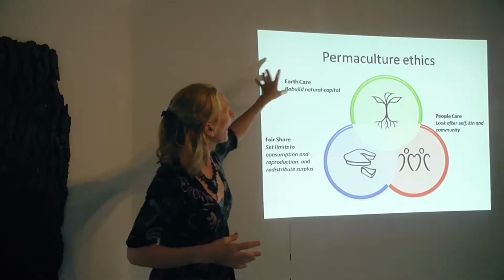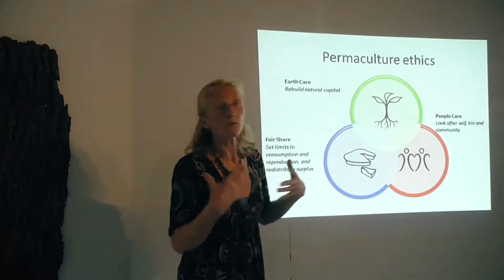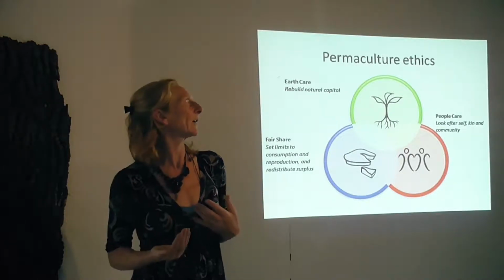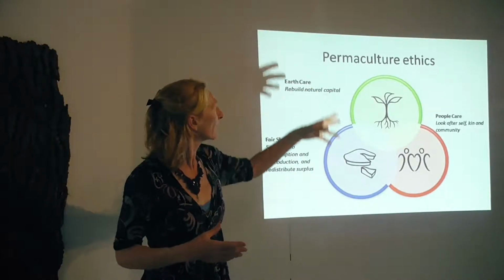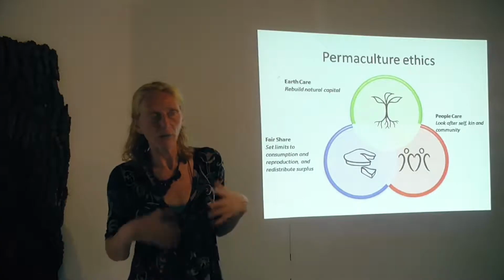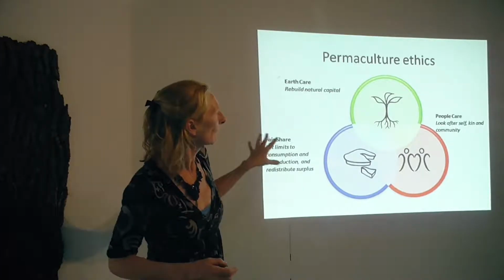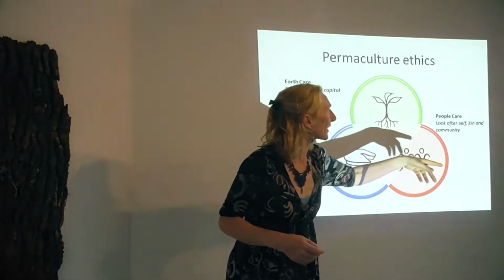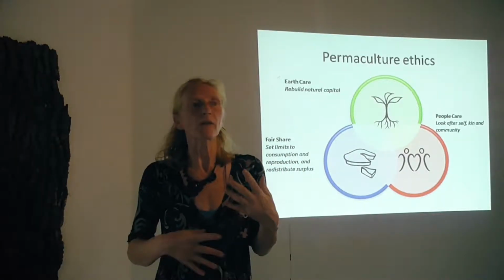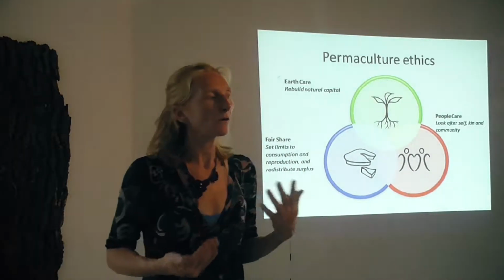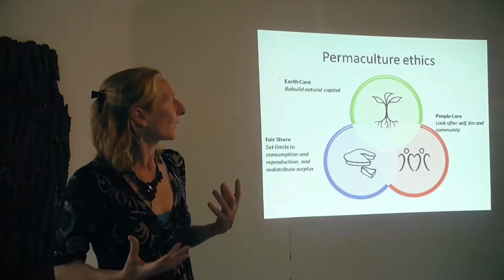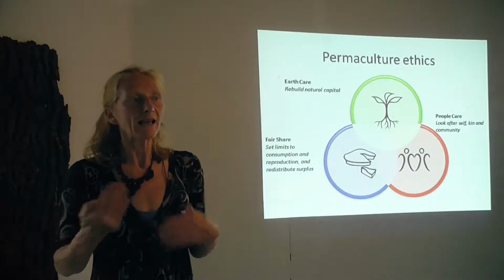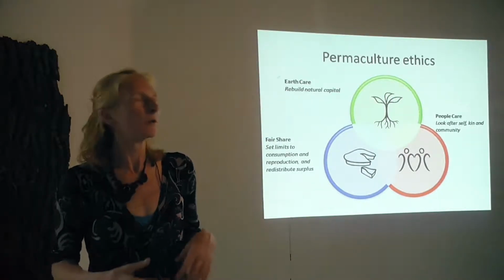So earth care is effectively about, when we do any projects within permaculture, to do it with care for the earth in mind and all its living beings and systems. Secondly, with people care, is to look after ourselves and those within our communities, to set up project systems, designs in a way that looks after people as well.